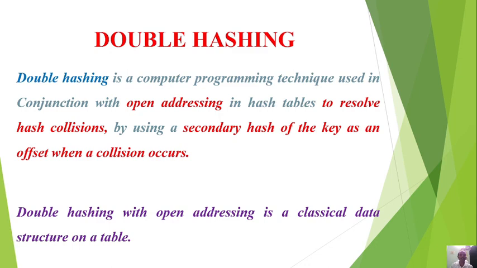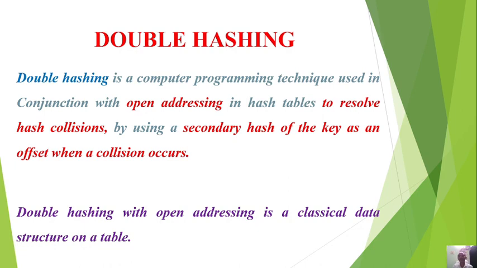Next, what is double hashing? Double hashing is a computer programming technique used in conjunction with open addressing in hash tables to resolve hash collisions by using a secondary hash of the key as an offset when a collision occurs. So what is a collision? When we are inserting an element in the hash table, if an element is already in the hash table, another element also can be inserted in the same location. That is called a collision.